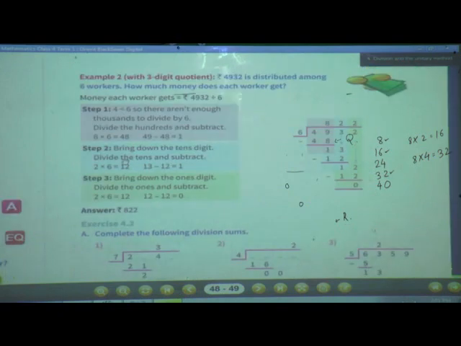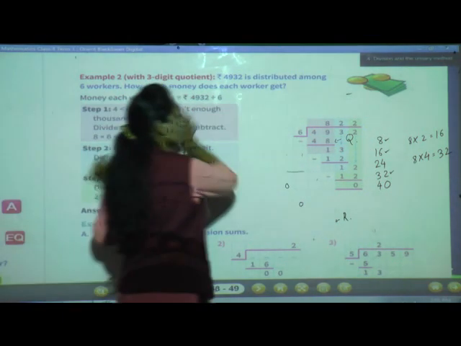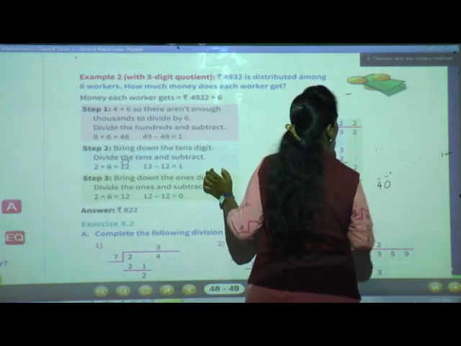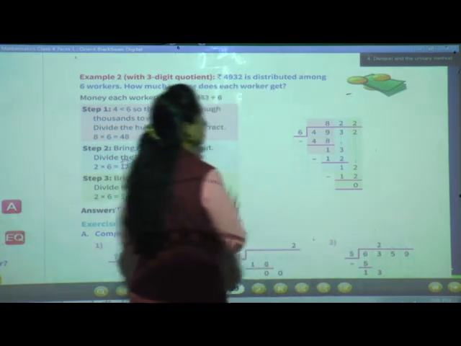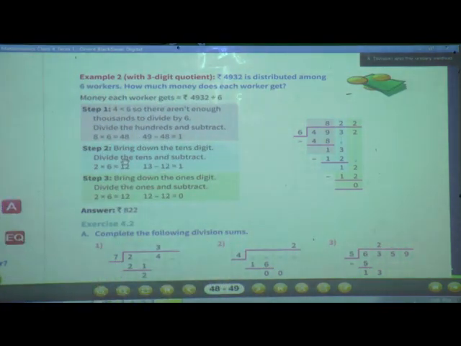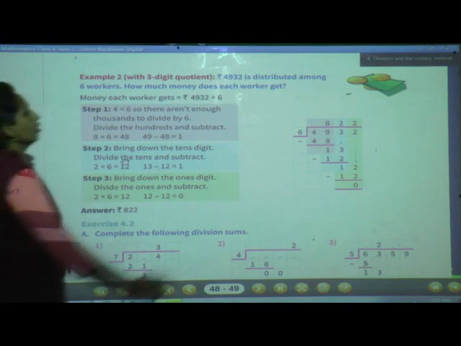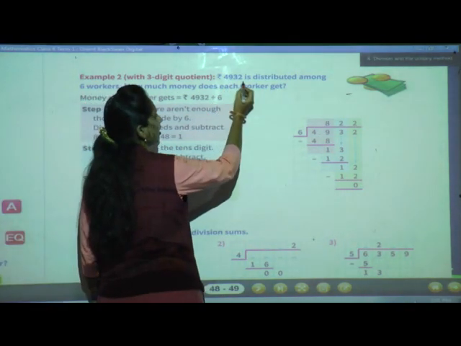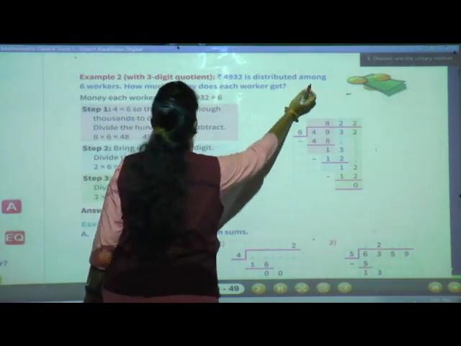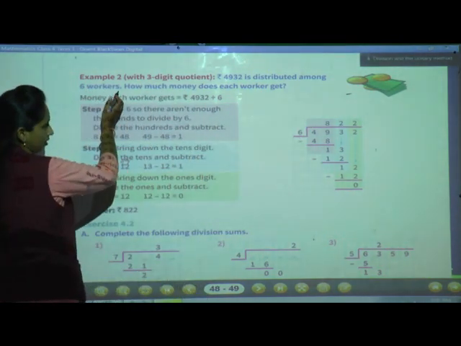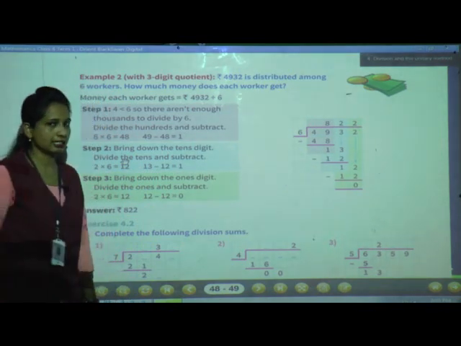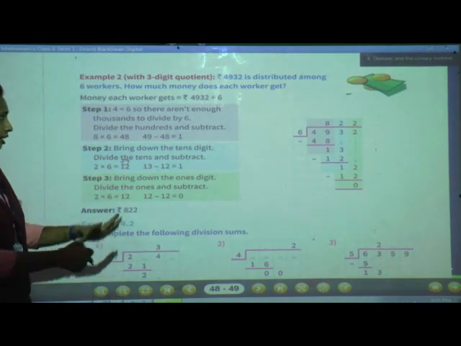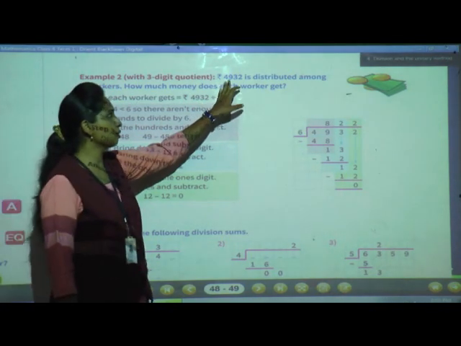Now we have seen the 4-digit number division by 1 digit where the quotient is also 4 digits. Now sometimes the quotient can come in 3 digits also. Okay, now we will see the second example. What is the question? Rupees 4,932 is distributed among 6 workers. Okay, so how much money does each worker get? See, 6 workers are working. So how much money have they distributed?